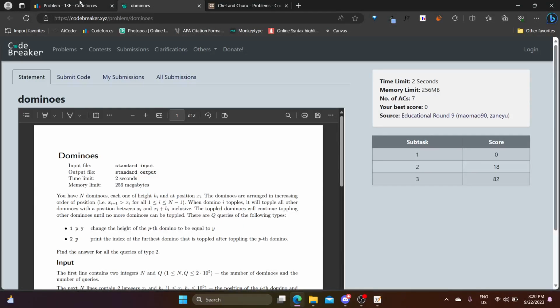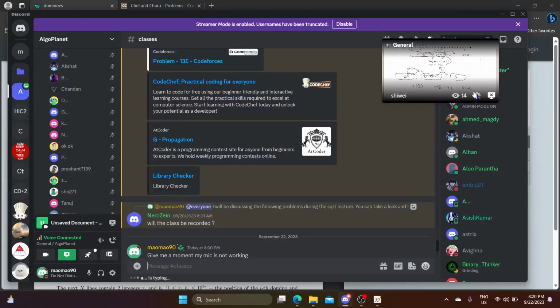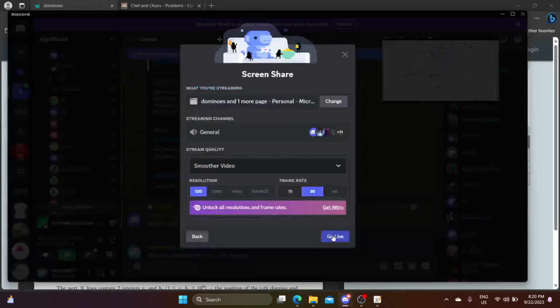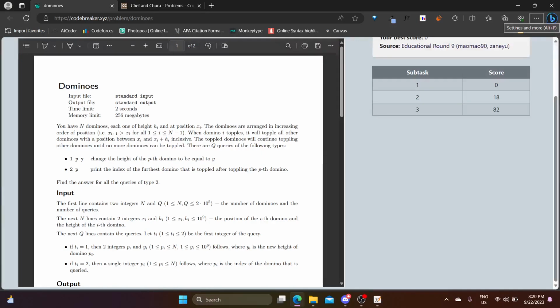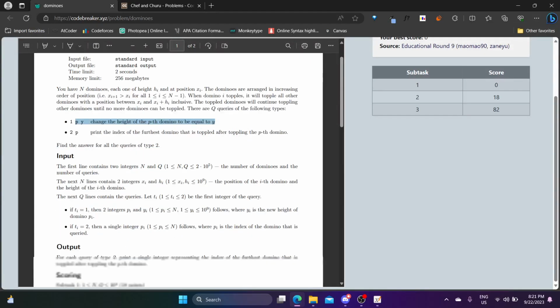Okay, the next question is Dominoes. This question is actually set by me. It's quite a similar scenario to the previous problem, where it's sort of jumping, but instead of jumping, the dominoes topple on each other. When one thing topples, everything that the domino hits on the way as it topples will also get toppled. We will have queries where we change the height of a domino, and also we want to print the furthest domino that's toppled after toppling a single domino.